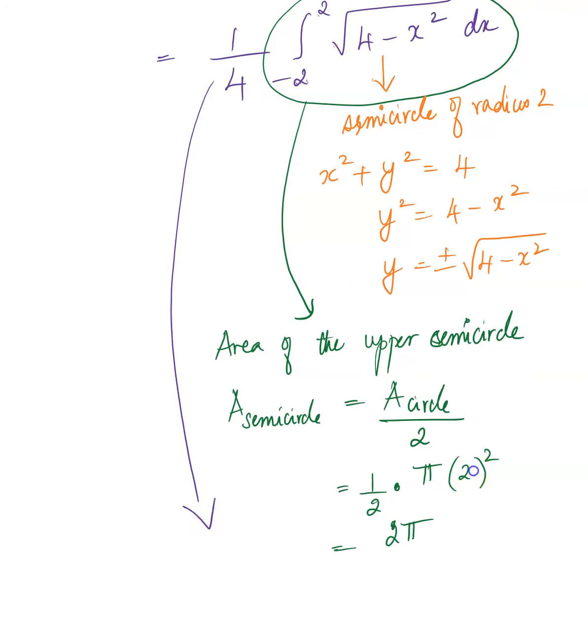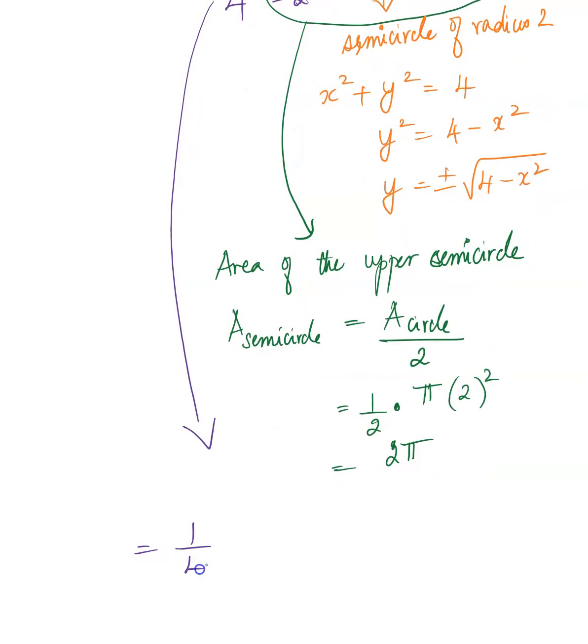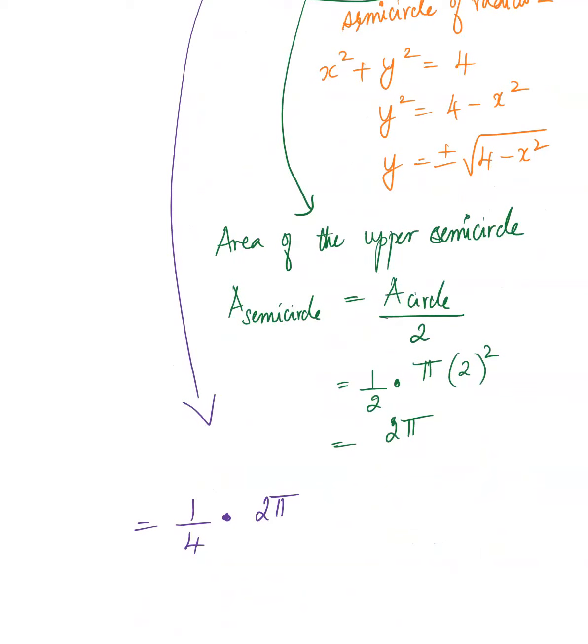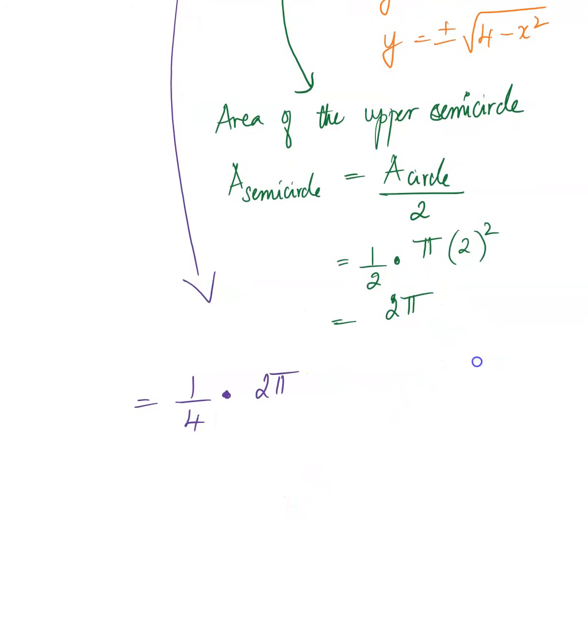And so that's what I'm going to insert in the step here. That's going to be 1 over 4 times 2 pi, because the integral indicates that we're talking about the area of the upper semicircle. And so that's going to be pi over 2. That's the average of the function.